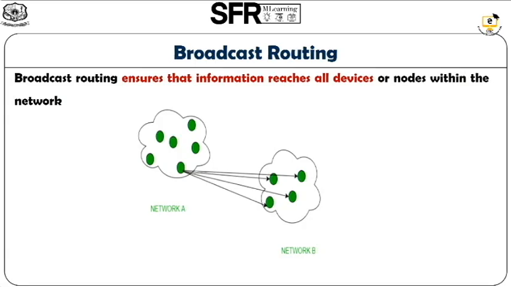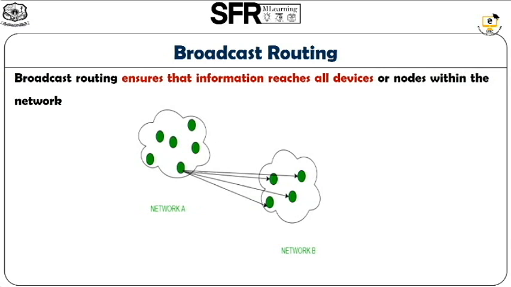So, first we are going to see what is broadcast routing. In broadcast routing, the packet will be delivered to all the devices in the network. That is, it ensures that the information reaches all the nodes or devices in the network. It is clearly depicted in the figure.